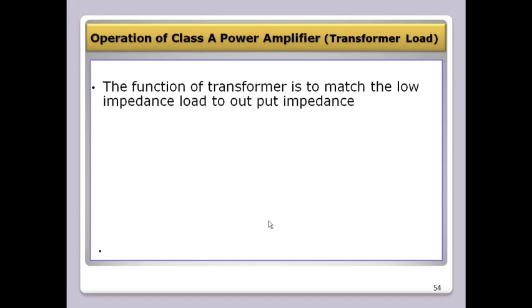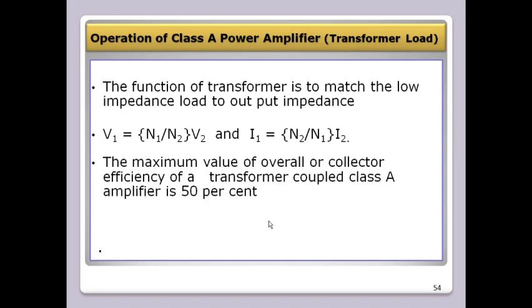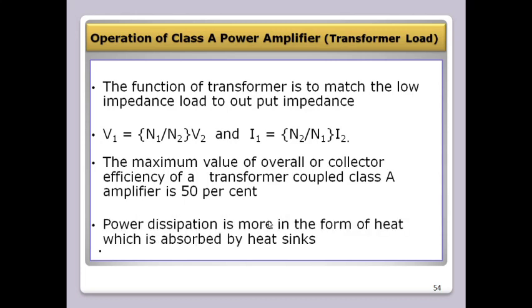The function of the transformer here is to match the impedance, with V1 equals N1 by N2 into V2, and I1 equals N2 by N1 into I2. We know these equations. The maximum value of overall collector efficiency of the transformer coupled class A amplifier is only 50%. The power dissipation is more in the form of heat, which is absorbed by the heat sinks. So here we are using a heat sink to absorb the heat.